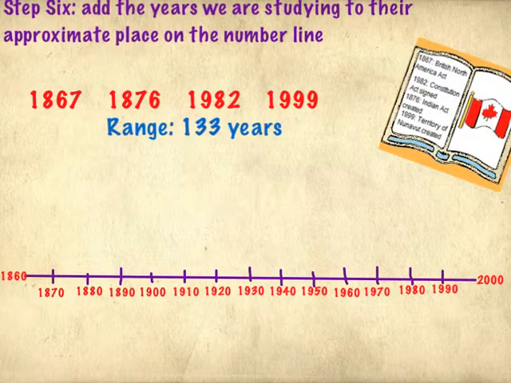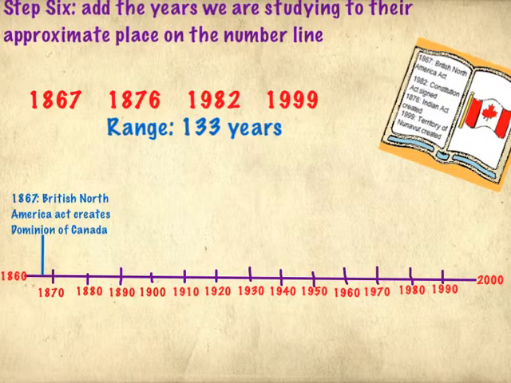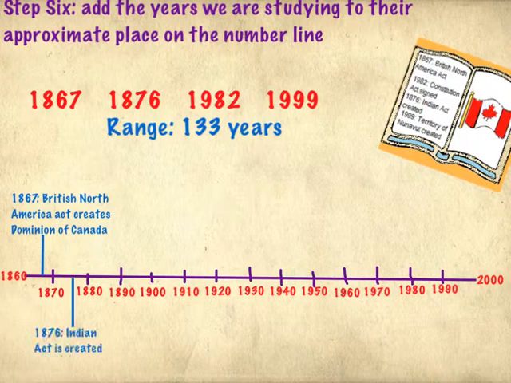So for step 6, we're going to add the years we're studying to their approximate place on the number line. We'll start with the first one, which was 1867, when the British North America Act created the Dominion of Canada, and that's going to go in between 1860 and 1870, close to 1870. Then I can add in my second event, which was in 1876 when the Indian Act was created, and that obviously will go in between 1870 and 1880.